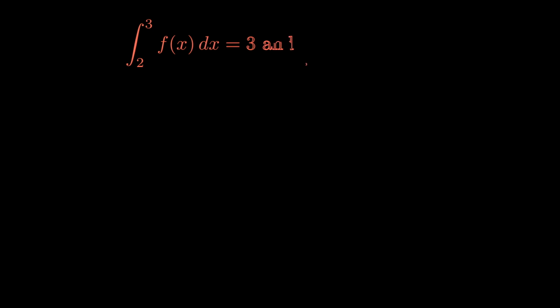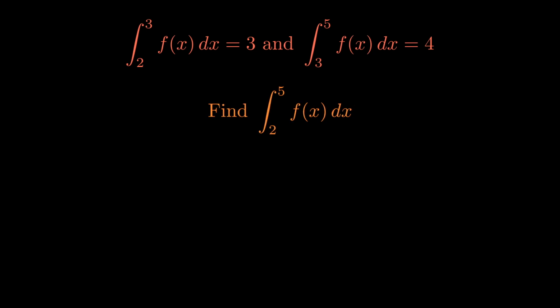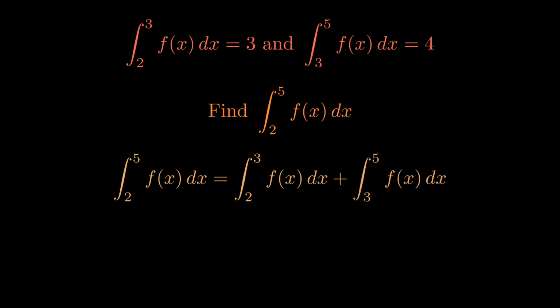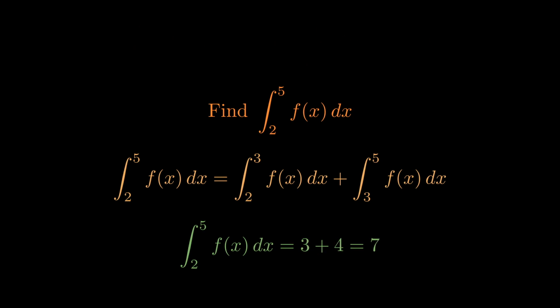So let's look at an example. The integral of f of x from 2 to 3 is 3, and the integral of f of x from 3 to 5 is 4. And now using this, I want you to find the integral of f of x from 2 to 5. Now, we can notice that this is an adjacent interval because 3 lies between 2 and 5. So that means we can simply sum up each of the two integrals that were given to get 3 plus 4, which is 7.